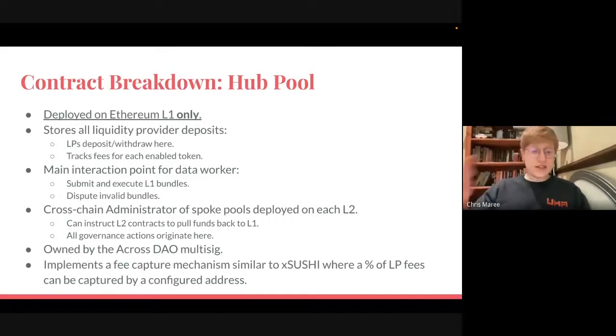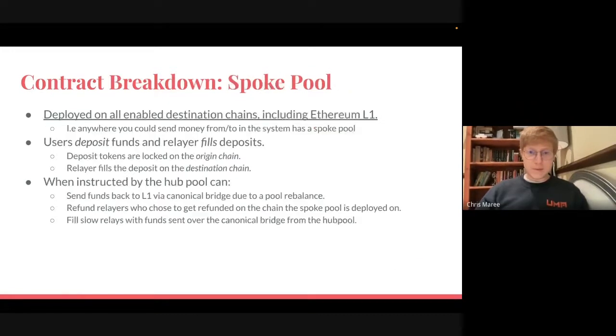So obviously, the ability to change these settings is very important, and therefore it's controlled by the cross-DAO multisig. In the future, maybe that changes to a more sophisticated mechanism, but it's designed in a way where we can sort of swap this out. We spoke about this spoke pool thing.